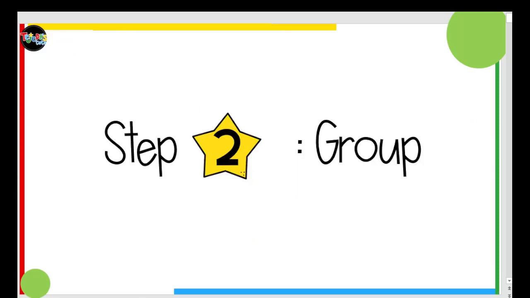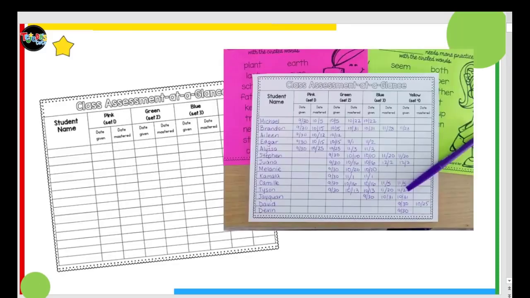Step 2 is to group my students. So after I've assessed all of my students, I'll input the data in my class assessment at a glance, and then I can easily see which group of words each student is working on. So for example, on this sheet, I can see, first of all, like I mentioned, I have 100 words and they're in groups of 25. So I have them color-coded pink, green, blue, yellow, or you can use numbers too, 1, 2, 3, 4.